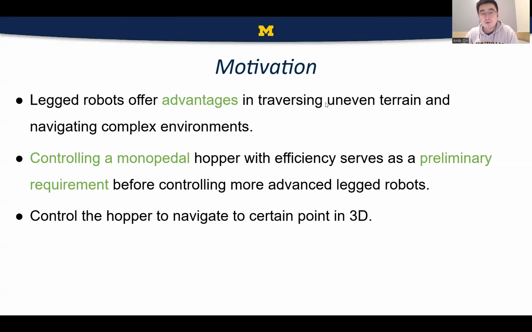So first, a little bit of motivation. Leg robots, compared with wheel robots, often have certain advantages in traversing uneven terrain and navigating complex environments. Now, before controlling advanced leg robots, I think controlling a monopedal hopper with efficiency could serve as a preliminary requirement. So for this project, what I'm trying to do is to control the hopper to navigate to a certain point in 3D.